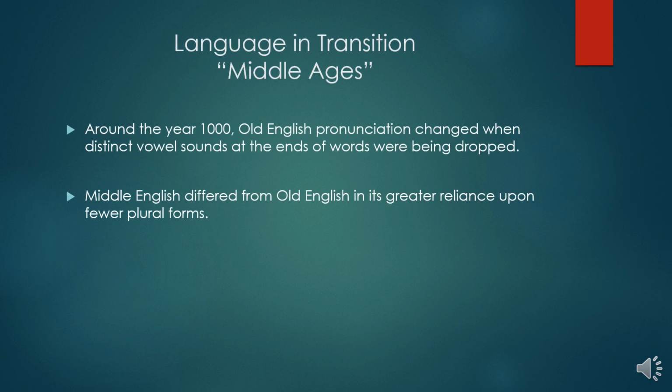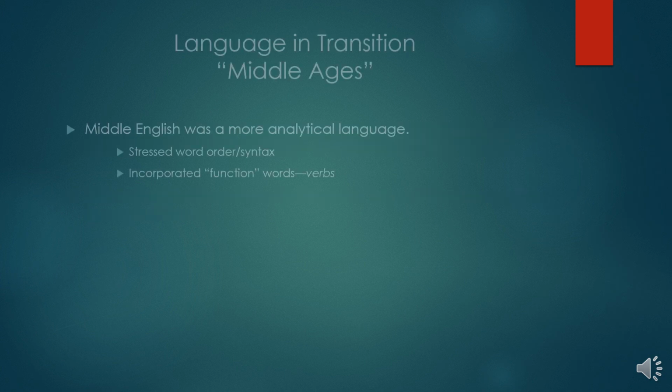The language in transition in the Middle Ages: around the year 1000, Old English pronunciation changed when the distinct vowel sounds at the end of words were dropped. Middle English differed from Old English in its greater reliance upon fewer plural forms. The language in transition stressed word order, syntax, and incorporated function words and verbs.